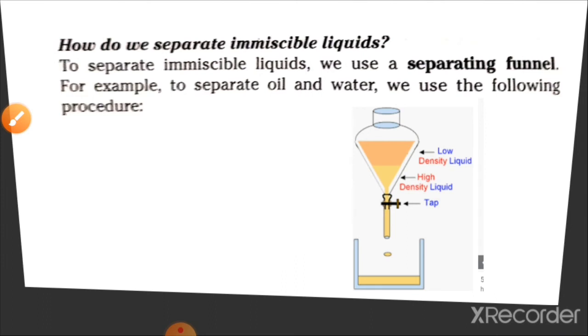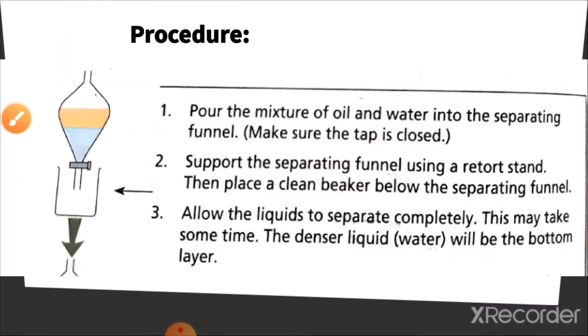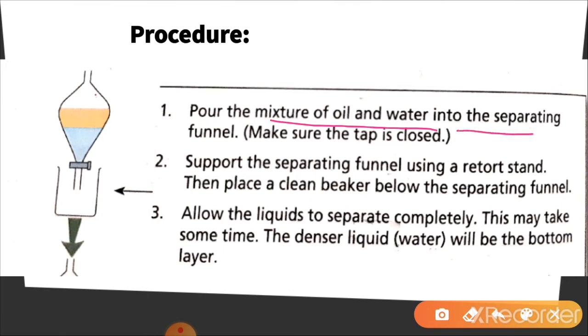To separate immiscible liquids, we use a separating funnel. For example, to separate oil and water, we use the following procedure. So, what is the procedure? First of all, pour the mixture of oil and water into the separating funnel, but first making sure that the tap at the stem is closed.